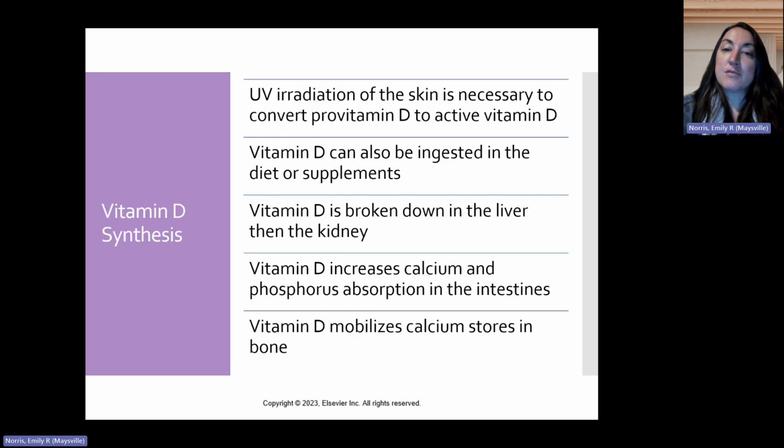With vitamin D, the UV irradiation of the skin is necessary to convert provitamin D to active vitamin D. This can also be ingested through diet or through supplement. Vitamin D is broken down in the liver and in the kidneys, and it increases your calcium and phosphorus absorption in the intestines. Vitamin D helps mobilize calcium to help it store in the bones. So even just taking a walk outside with some of your skin exposed can help absorb vitamin D, or of course eating foods that have it in there, but it is very important for a lot of functions in your body.